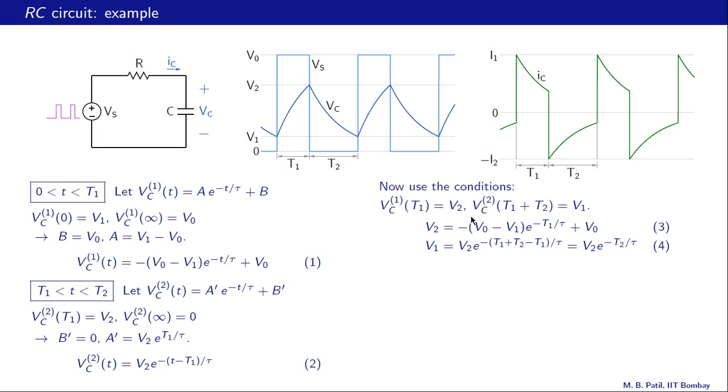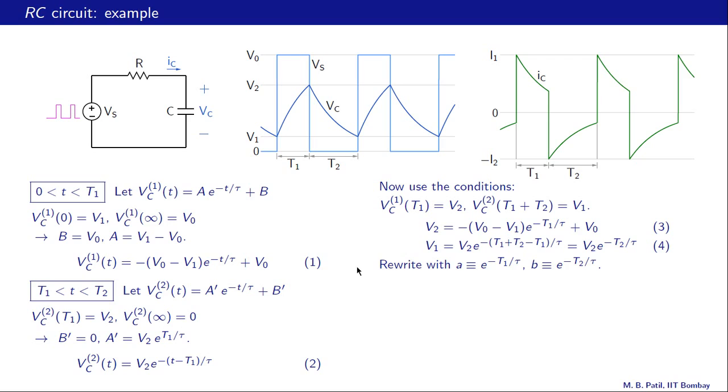The second condition, namely Vc in the T2 phase at T1 plus T2 equal to V1, gives us this equation here. Let us see how. What is Vc in the T2 phase? That is given by equation 2 here. So what we do is substitute V1 over here, and for t we put T1 plus T2, and then we get V1 equal to V2 e raised to minus (T1 plus T2 minus T1), the whole thing divided by tau. This T1 cancels out, and then we get V1 equal to V2 e raised to minus T2 by tau.